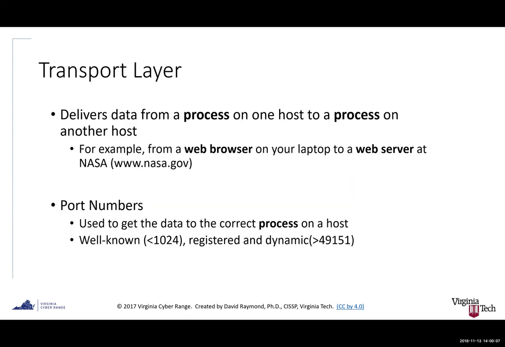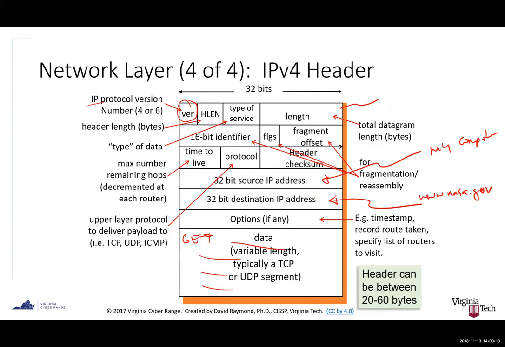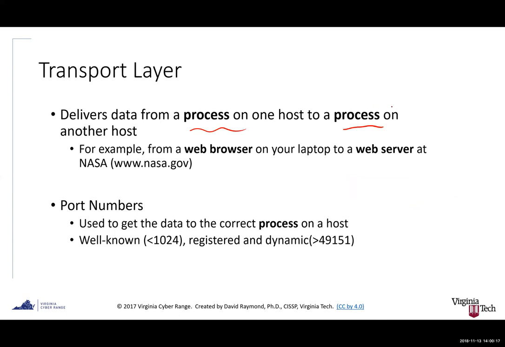Next layer down, the transport layer delivers data from a process on one host to a process on the other host. So the network layer gets data from one computer to another computer. The transport layer is a little bit more nuanced. It gets data from a process on one host to a process on another host. An example here is the process on my computer that's being used to grab a web page from nasa.gov is the web browser, and then the process on that web server that's going to respond is the web server software.